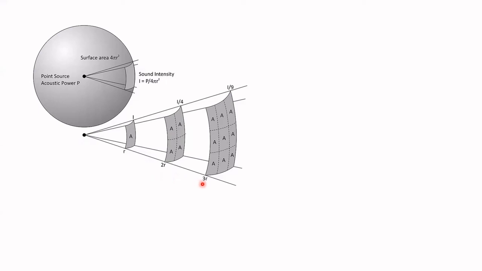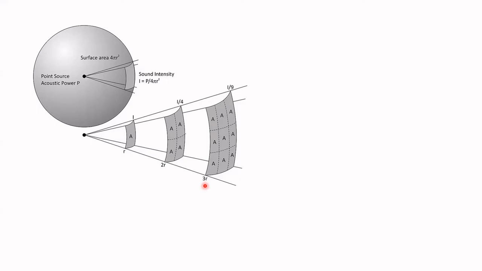When you get out to 3 times the original distance from the source, now you've got your power distributed over 3 times 3 or 9 squares. So the intensity is 1/9 of what it was. That's a very simple rule. Twice as far, 1/4 the intensity. 3 times as far, 1/9. You see how that works? You just take the ratio of the distances and square it. That is called the inverse square law.